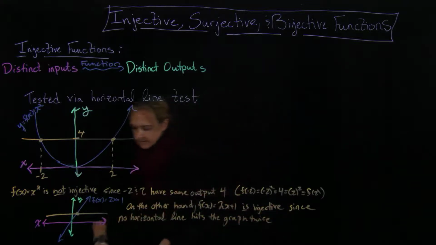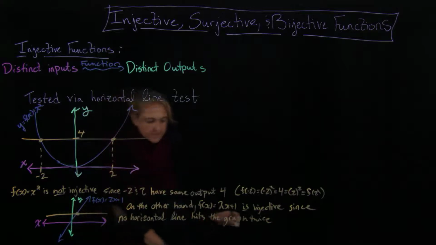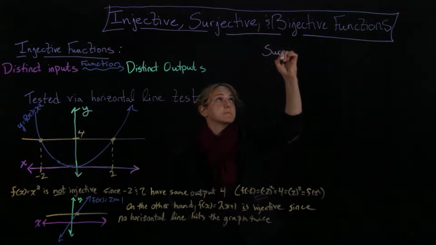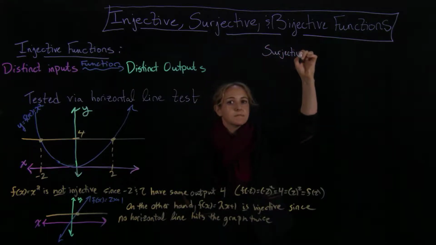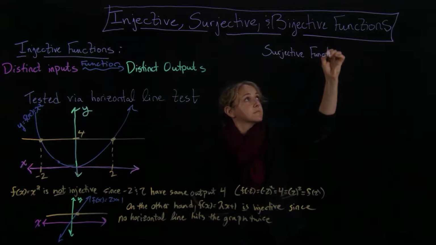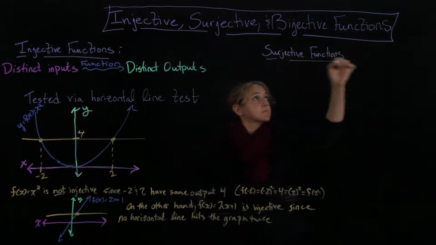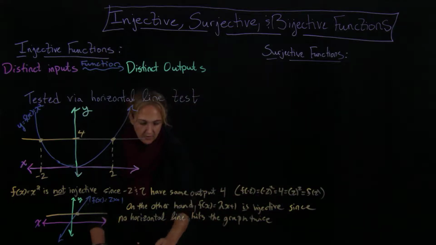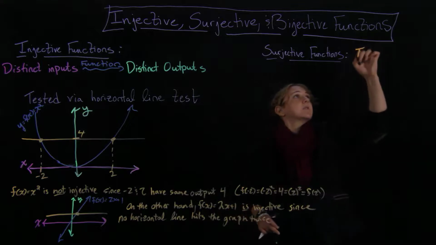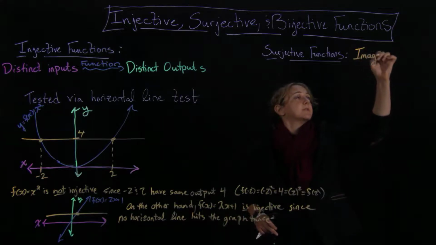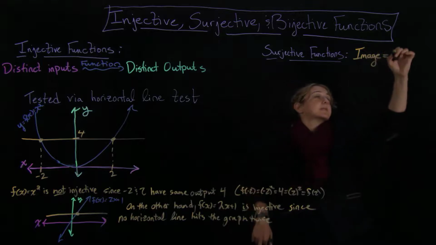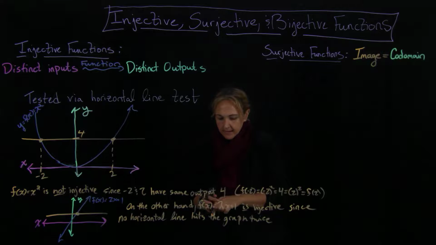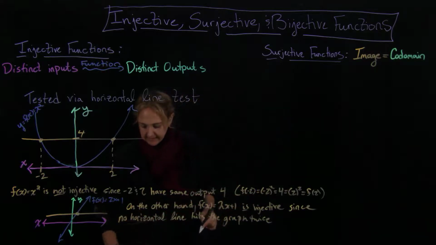Okay, now what about surjective functions? So for these, we have the image equals the codomain. I know this is a bit of reuse of colors, but now this is more consistent with what we had before. That is, everything in the codomain is an output.